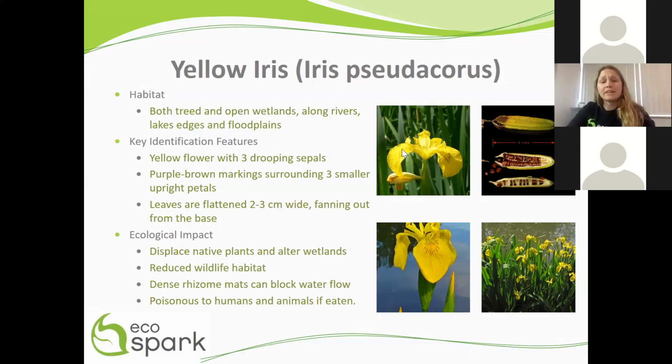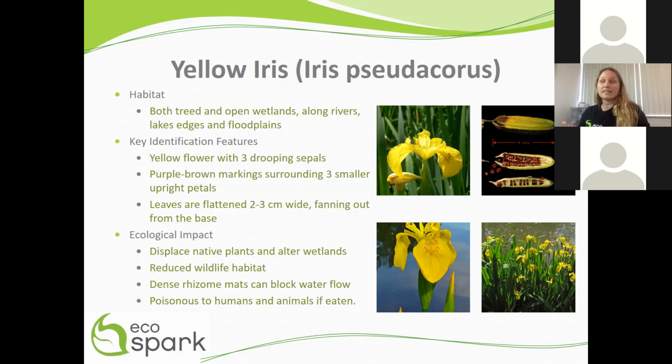One of the major impacts of this plant is its threat to aquatic habitat. As it takes over a specific area, it outcompetes those native species, reducing the habitat for our fish, our invertebrates, and other bird species that rely on that in order to survive. In addition, if ingested by humans or animals that are grazing nearby, it can also be quite poisonous.